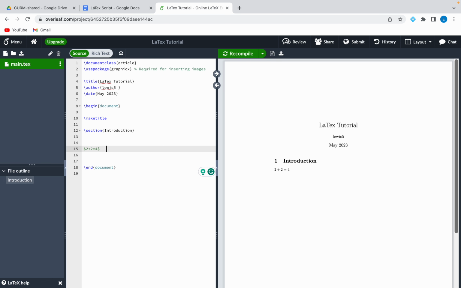If I were going to type this without the dollar sign, it would look fine. You might notice that there's no spacing in here and the numbers look a little bit different, but it's not terrible. But it's not as formal as we want.